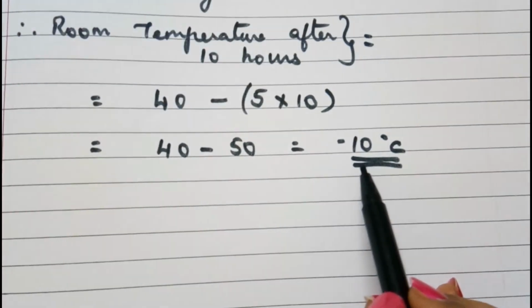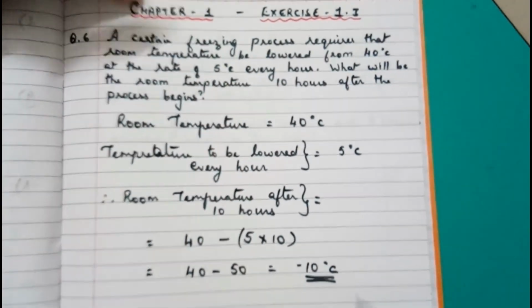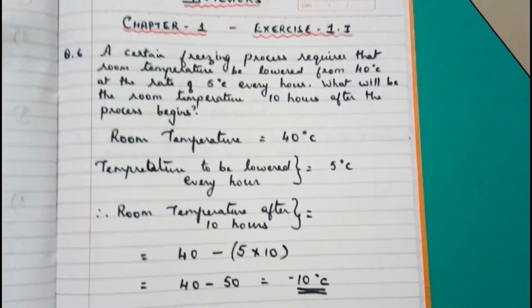Okay, so here what is the answer? Therefore, room temperature after 10 hours is minus 10 degrees Celsius. I hope this is clear to everyone.